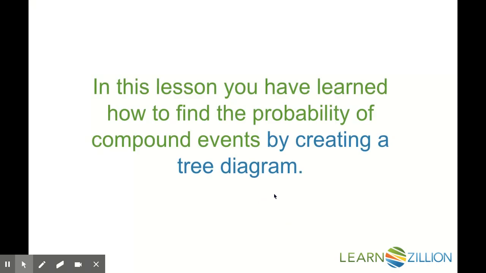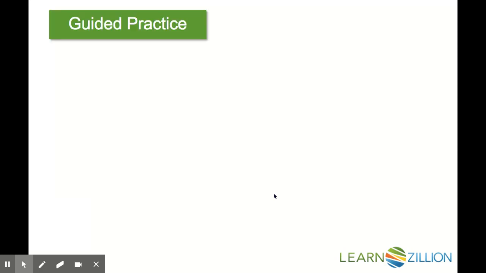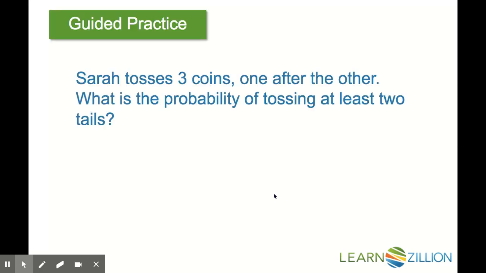In this lesson, you've learned how to find the probability of compound events by creating a tree diagram. Let's do some guided practice. Sarah tosses 3 coins, one after the other. What is the probability of tossing at least 2 tails?